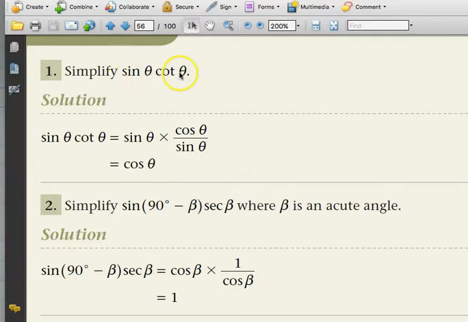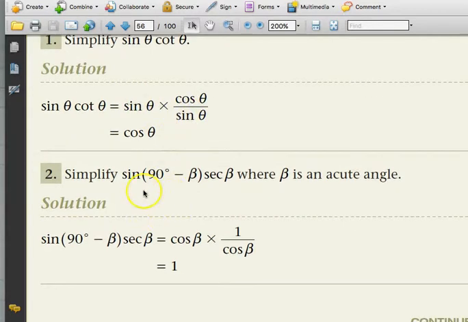Simplify sine theta times cot theta. We know cot is cos on sine. So therefore the 2 sines would cancel out. So that's sine theta times cos on sine. Sines cancel out, gives you cos.